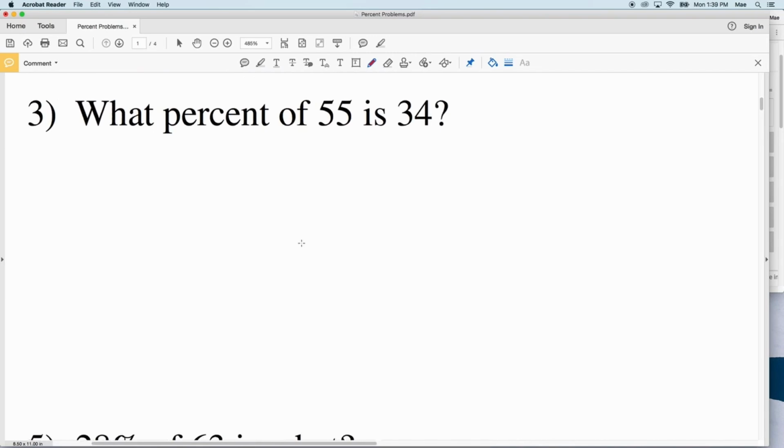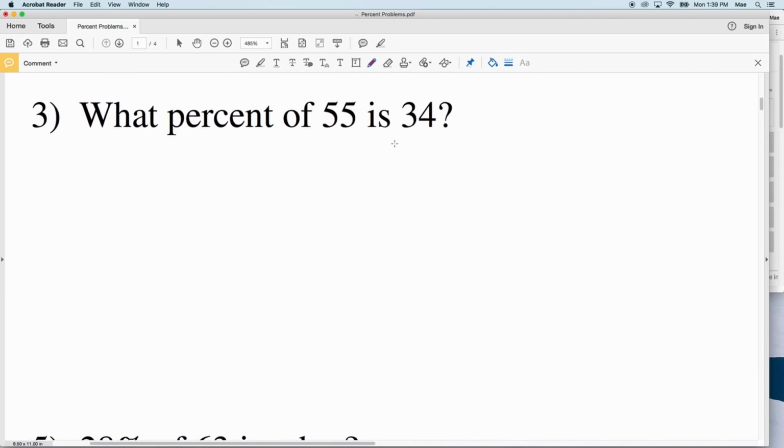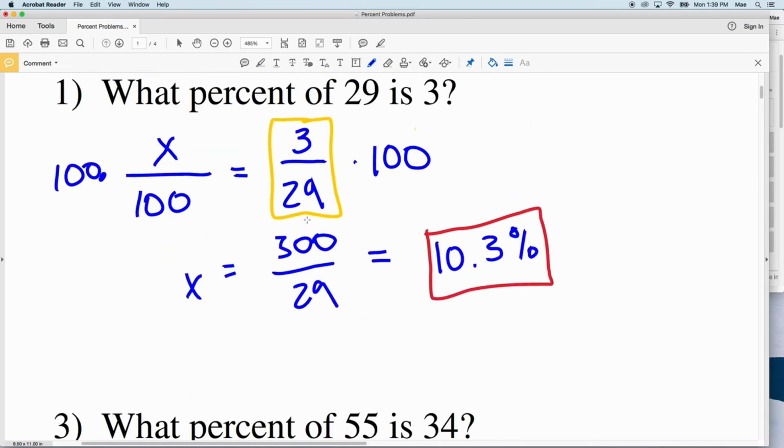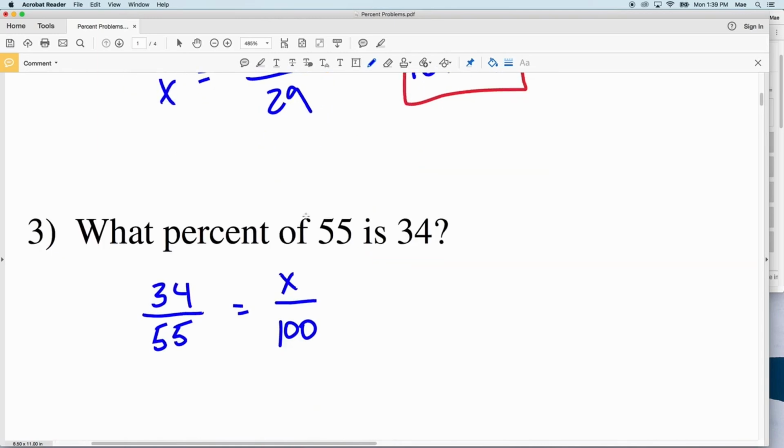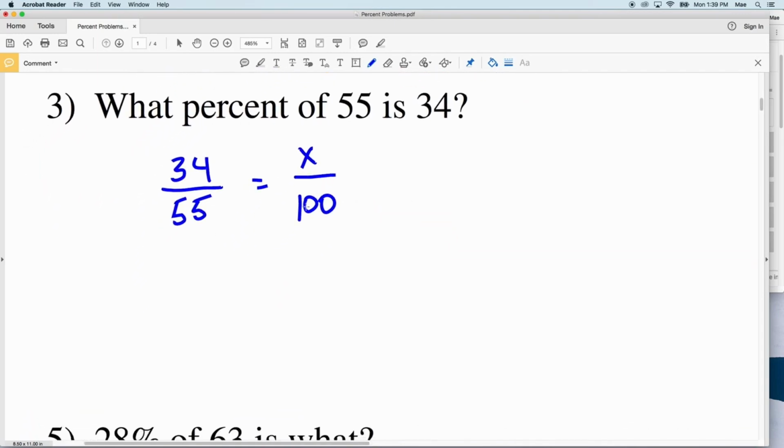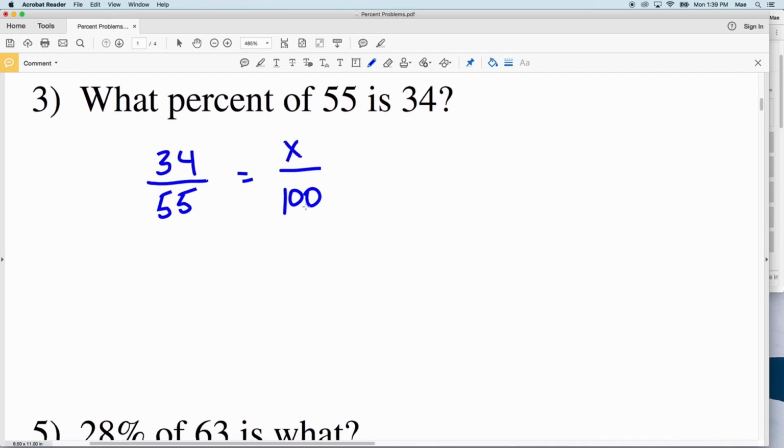And number 3, they're asking what percent of 55 is 34. So we're looking at that 34 of 55. And that's going to be equal to x over 100, where x is the percentage we're solving for. And in number 1, I wrote x over 100 on the left-hand side, but it doesn't matter since it's an equation. 34 over 55 equals x over 100, or you could write x over 100 equals 34 out of 55. The order doesn't matter. In order to solve, we're multiplying both sides by 100.